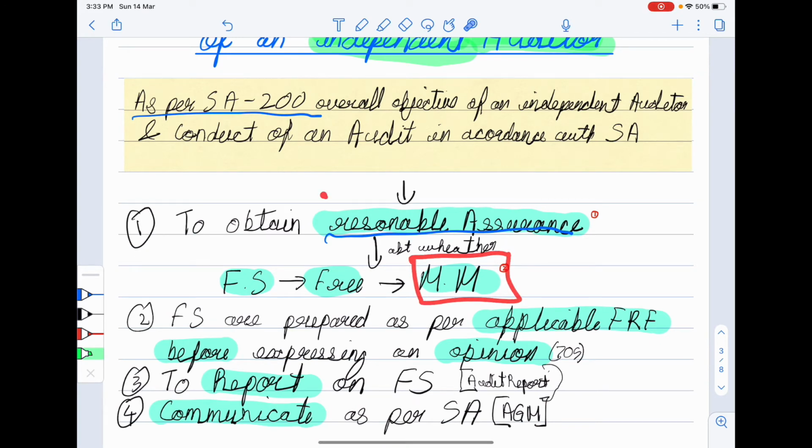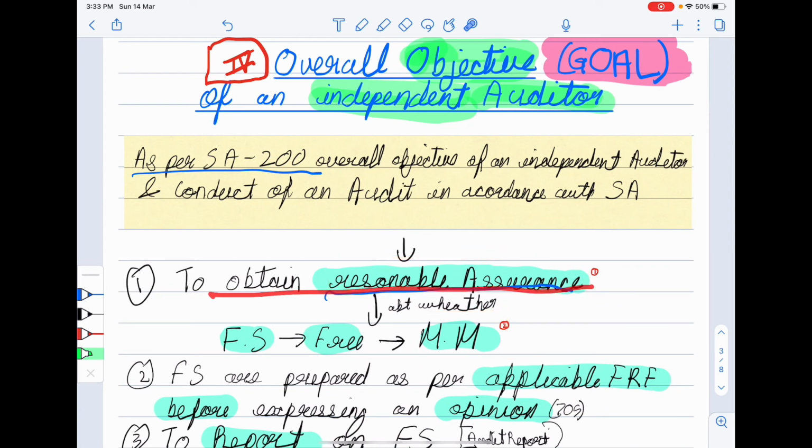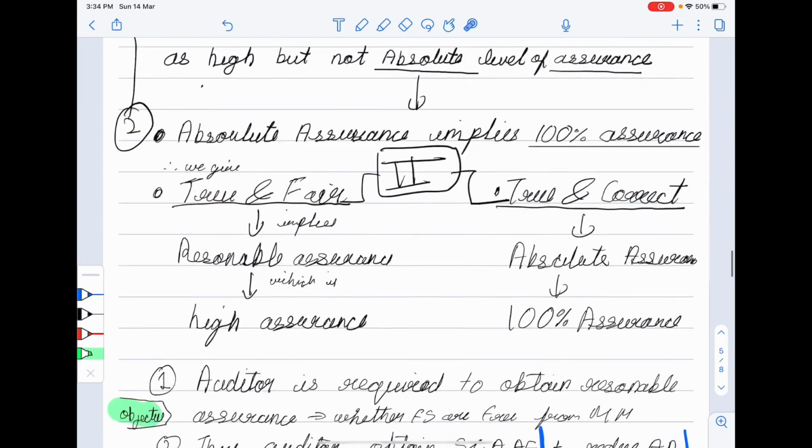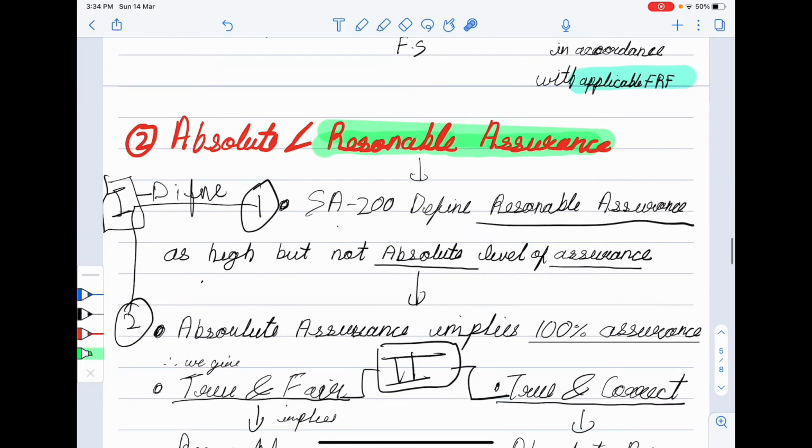Now let's understand what is reasonable assurance. Our objective was to obtain reasonable assurance whether financial statements are free from material misstatement. We understood what is material misstatement. Reasonable assurance is also defined under SA 200. SA 200 defines reasonable assurance as a high but not absolute level of assurance.